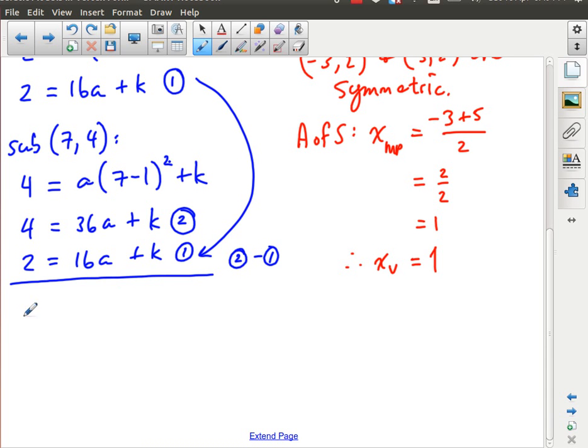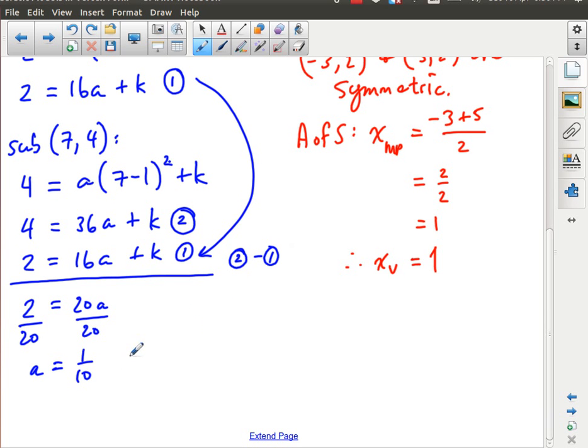Normally I write this on the left. There's not a lot of room there. 4 minus 2 is 2. 36a minus 16a is 20a. And then k minus k is 0. So now we just have a by itself. Divide both sides by 20. And we end up with a equals 1 over 10. Which is not a very nice fraction, but it's workable.